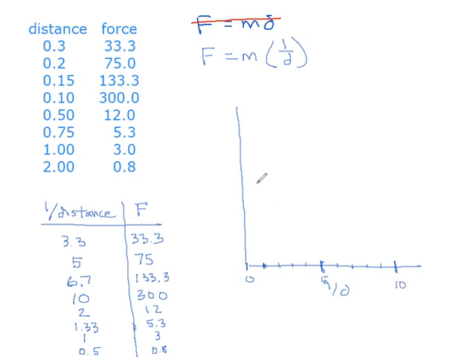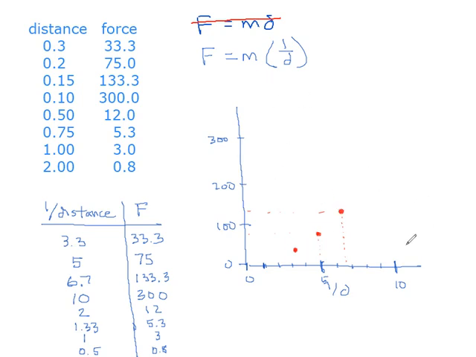We'll pretend that line's more like there. That's a bit better. And for the forces, we go all the way to 300. So we have like 0, 100, 200, and 300. Let's see if we can make that work. So 3.3, 1, 2, 3, and a bit, gives us 33.3 for our force. 5 gives us 75, which is like 3/4 of the way up for our force. 6.7 is about there and gives us 133.3 for our force. Is that straight?